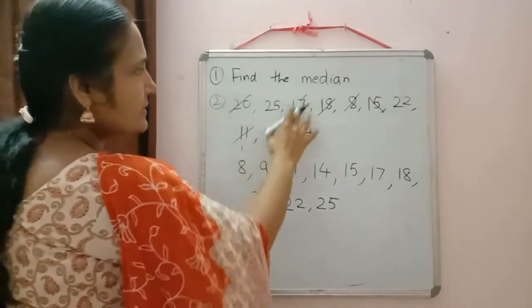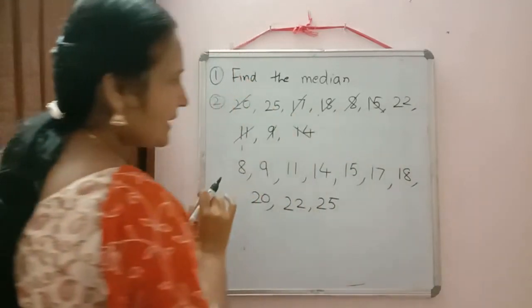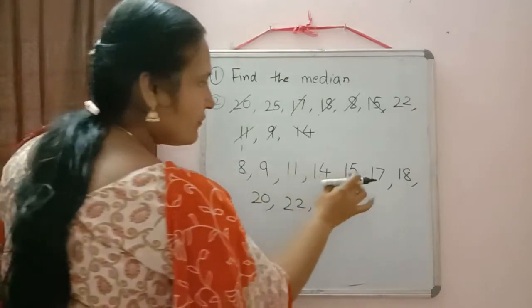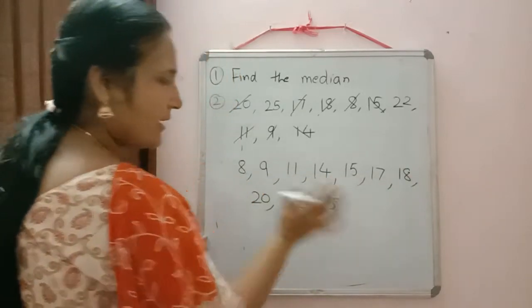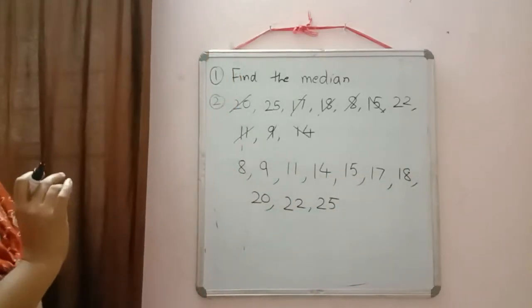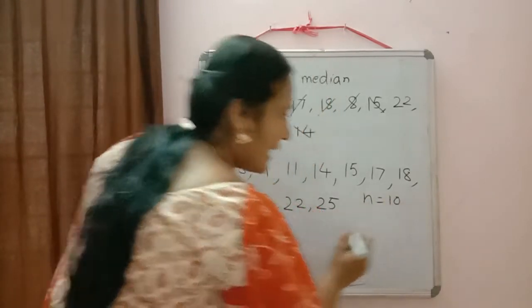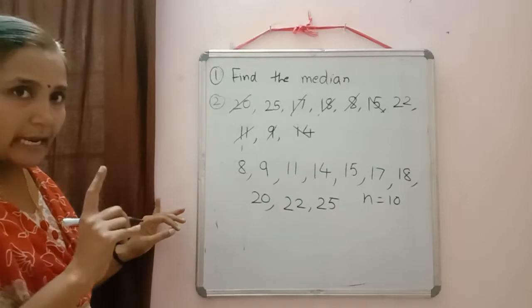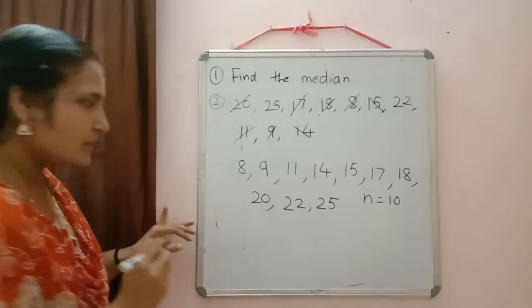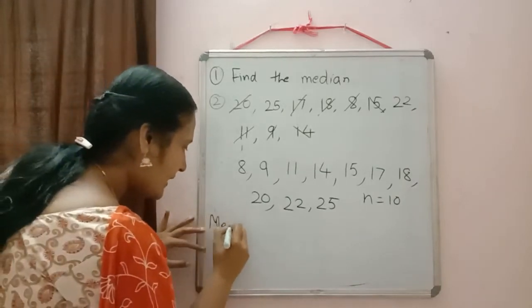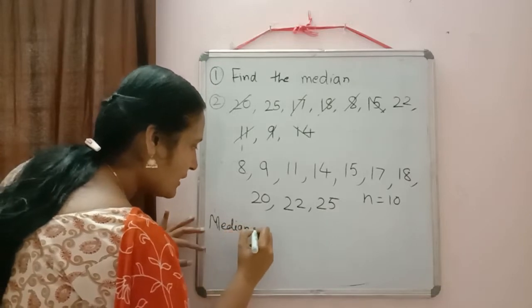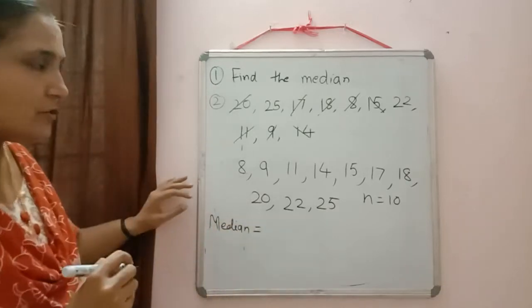Here we have 6, 6 plus 4, 10. So 1, 2, 3, 4, 5, 6, 7, 8, 9, 10. So 10 numbers we wrote. So here we have n is equal to 10. If n is equal to 10, then two middle terms will be there. So in that case, we have to take the average of the two middle terms.